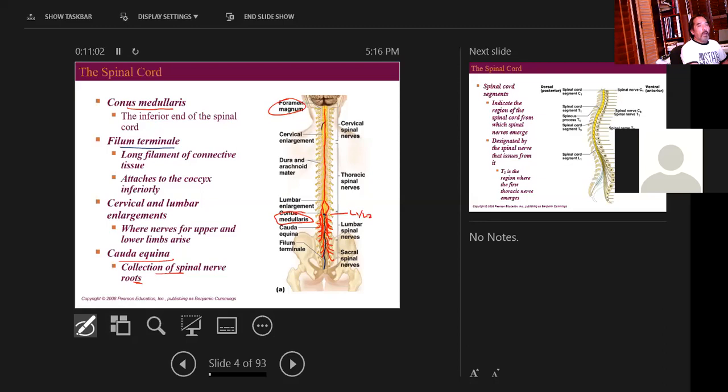And then there are two enlargements here. We have the cervical enlargement, and then we have the lumbar enlargement. The reason there are two enlargements is because, remember, the nerves for the upper and lower limbs come from those enlargements. The nerves from the cervical enlargement exit out and go to the arm, and the ones from the lumbar enlargement exit out and go to the thigh and leg. That's the reason why we have two enlargements located at the spinal cord, called the cervical and lumbar enlargements.